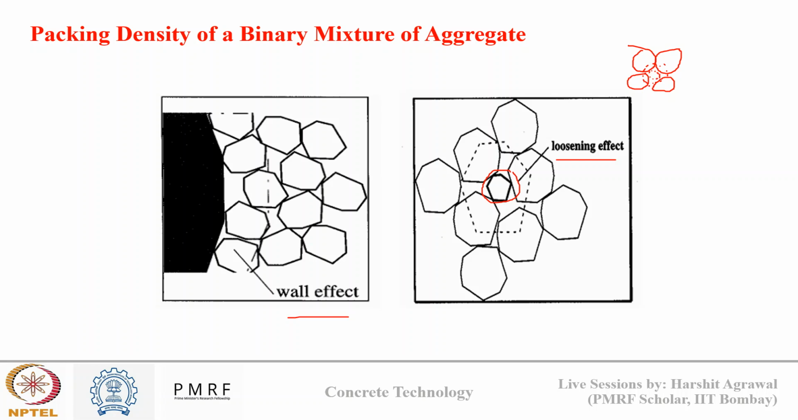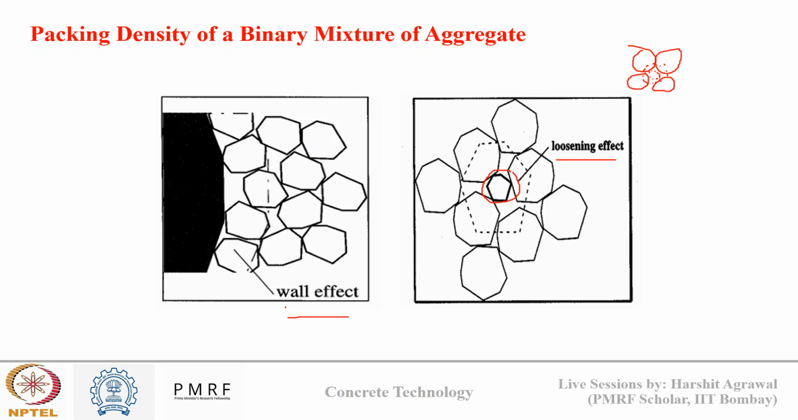These particles will disturb the packing arrangement that was initially there, and instead of decreasing the void content, they can increase the overall void space. This is known as the loosening effect. So my fine aggregate should be fine enough to fill the gap between the coarse aggregate. If it is not fine enough to fill the gap, then it can cause disruption of packing instead of densification of packing.